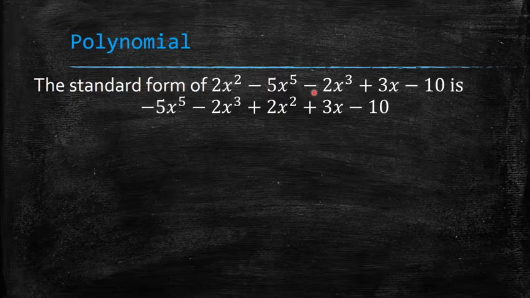And also with minus 2x cubed. So it will be negative 2x cubed or minus 2x cubed. Then we have positive 2x squared. Then we have positive 3x. And then we have negative 10 or minus 10.